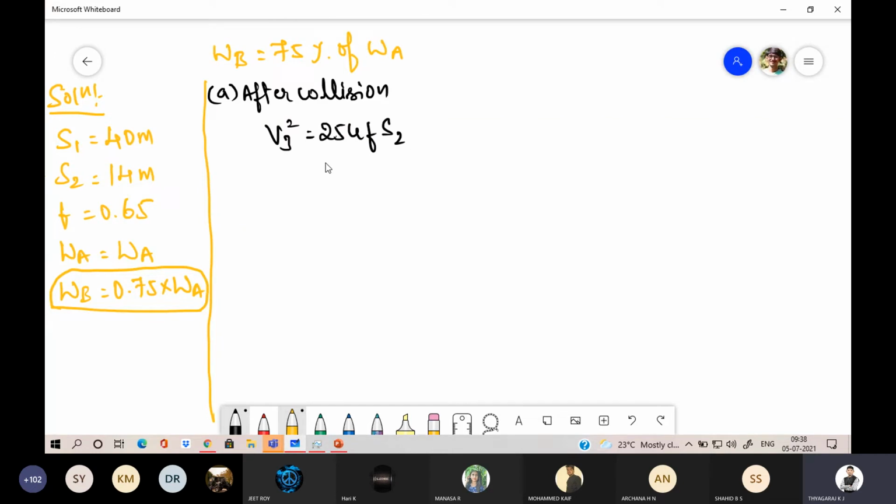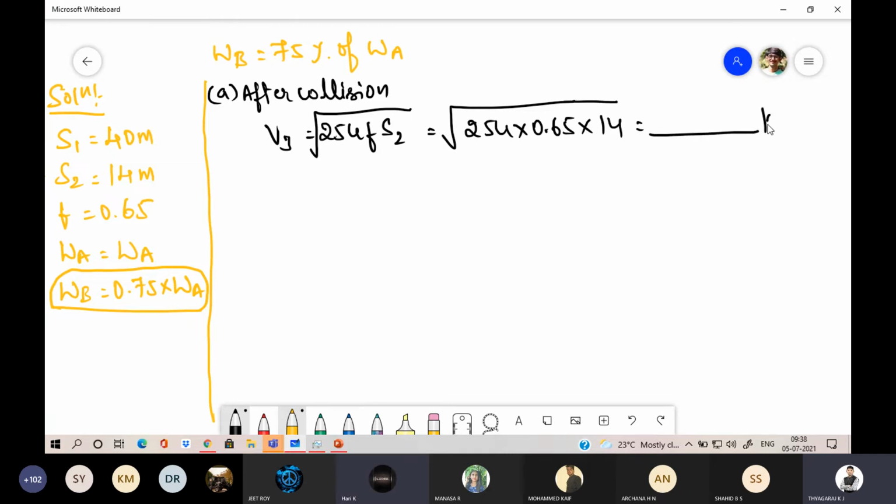I will directly take the square root. So square root of 254 into 0.65 into S2, which is 14. Calculate the value of speed. 48.07 kmph, sir.